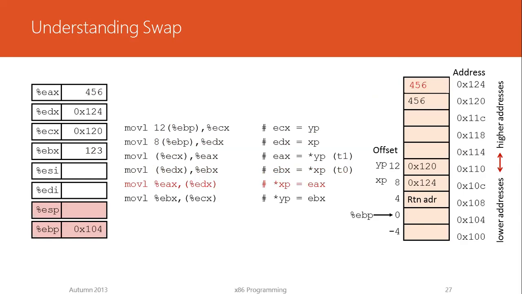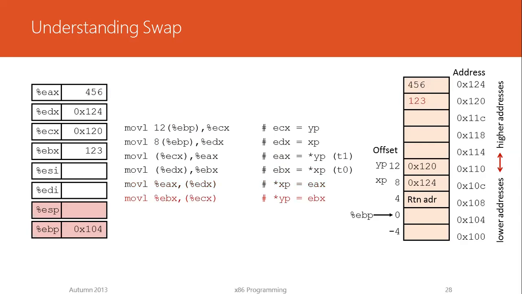So we take the contents of EAX, that are the contents of the location in memory pointed to by YP, and store it into XP because we are swapping, right? And we still have the address of XP in EDX, and by placing parentheses, it becomes a reference to memory. And since it is the destination, what actually happens is that the value at the address pointed to by XP gets updated with the contents of EAX.